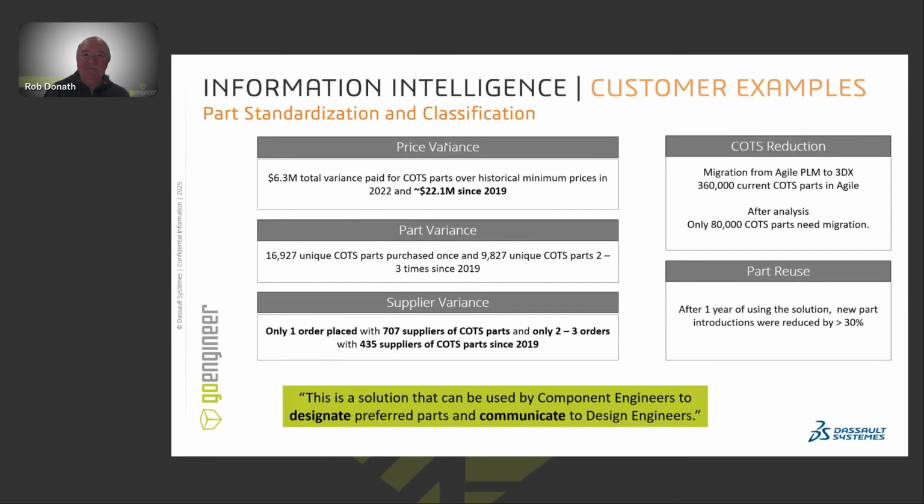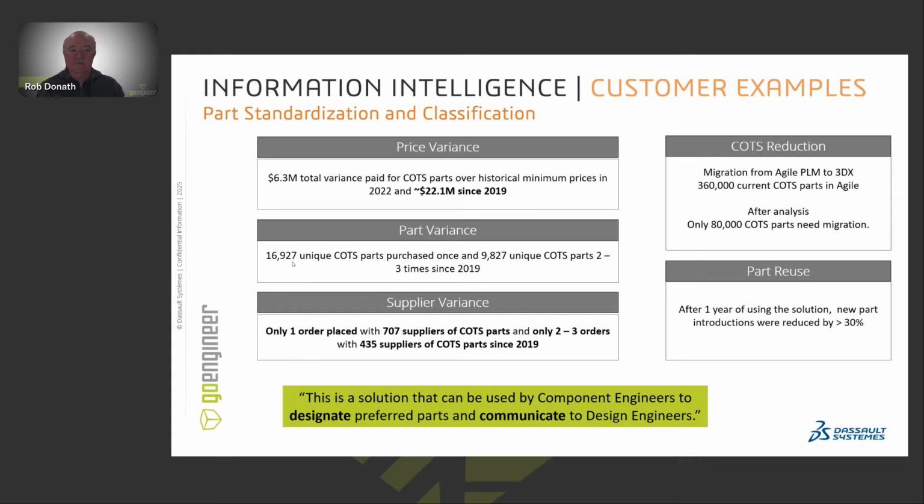Okay. So here's some examples of using parts standardization. One of my customers I dealt with was looking at price variances for parts over the years. They had a total variance of about $6 million between what they paid for parts versus a historical price. This is back in 2022, and that number was actually $22 million since 2019, if you add it all up.